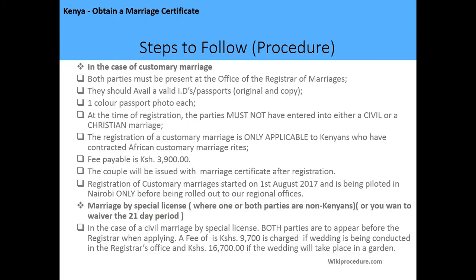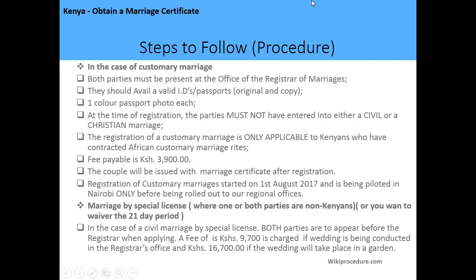So the third method is through the customary marriage, and you have to note that before you get this certificate, at the time of the registration, the parties must not have entered into a civil or a Christian marriage, and you have to note that the registration of a customary marriage is only applicable to Kenyans who have contracted the African customary marriage rites. So the applicants must have already gone through the customary African marriage rites, and they have already exchanged the dowries and carried out their ceremonies.